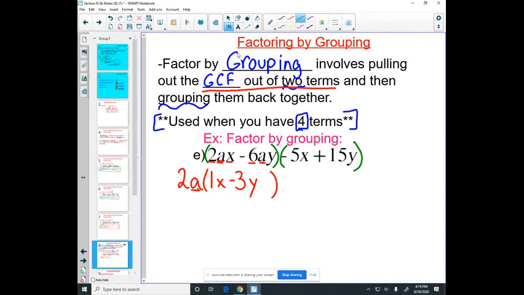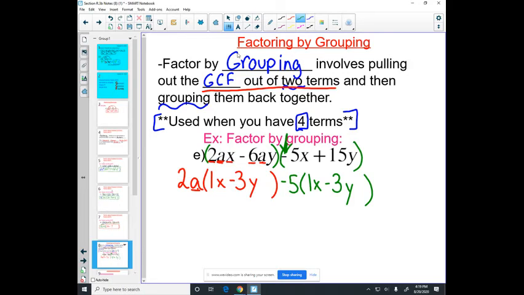Let's do it out of the last 2 terms. Because this is a negative in the front, I'm actually going to go ahead and pull out a -5 out of both terms. Anytime there's a negative in the front here, it's a good idea to go ahead and pull out that negative in your answer as well. So pull out a -5. I can't pull out an x or a y because they don't have it in common, so I'm going to divide. -5 divided by -5 is 1, leave my x. 15 divided by -5 is -3, leave my y. Okay? So first step is done.